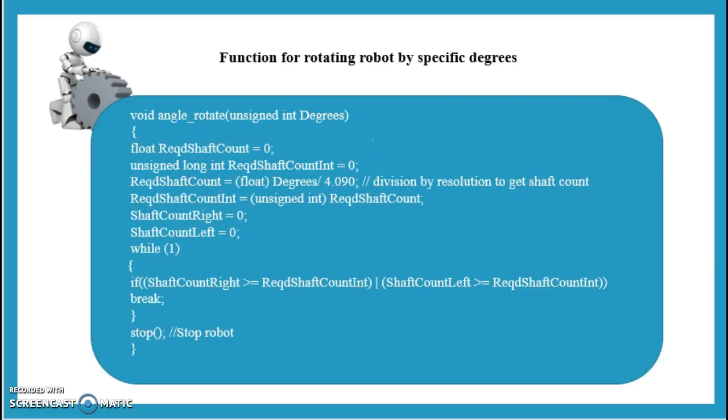Here is the simple program for the rotation of the robot by a specific degree. Angle rotate is the function name, then required shaft count and required shaft count int equal to 0. Here the required shaft count shows the position encoder resolution and the required shaft count int shows the required shaft rotation. Then initialize the shaft count right and shaft count left to 0. In the condition, if shaft count right and shaft count left are greater than or equal to the shaft count int, that is the required shaft count, then stop the motor. If it is false, then go for the incrementation.